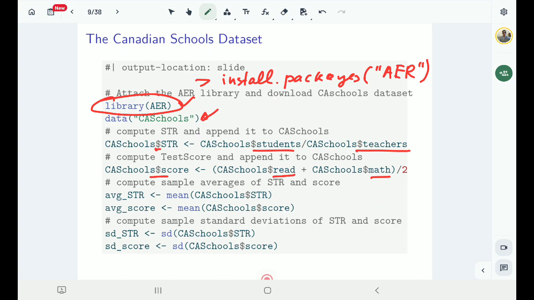Okay, so the way to calculate the average is to use mean of STR. The dollar sign is basically, you can think of it as a key for this data frame. A data frame is a container, so to open the container you have to use the dollar sign. Okay, and the same goes for the score variable. And then we calculate standard deviation by using the SD function. SD returns the standard deviation of the designated variable.